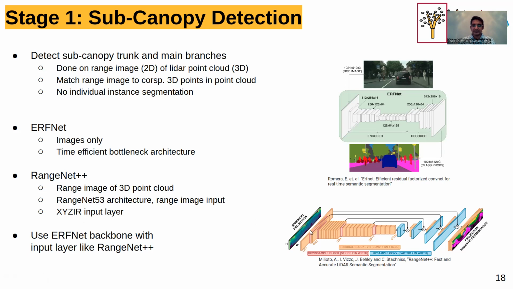So on this range image, semantic segmentation was performed, and essentially similar to how you see in this image where the car is classified as a particular class, trees are classified as a different class. The network was trained to classify the sub-canopy branches and trunks as a class, and everything else to be classified as noise or external.